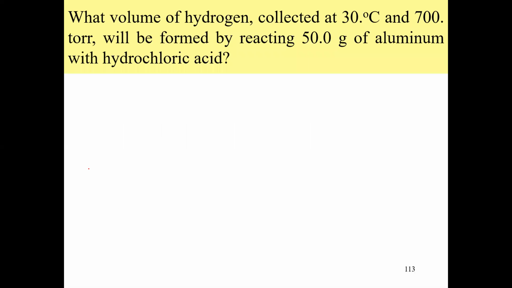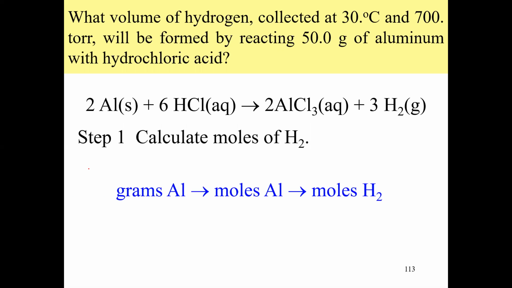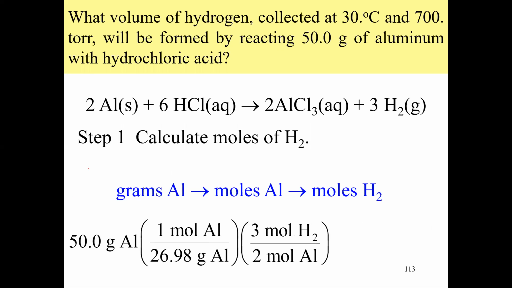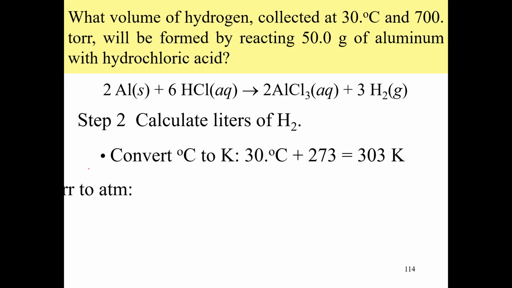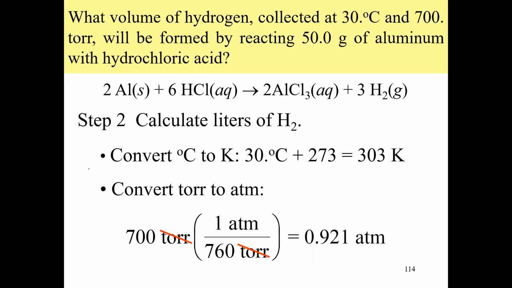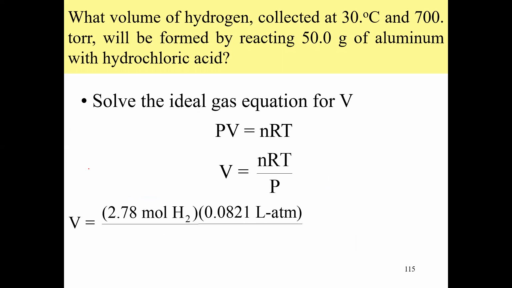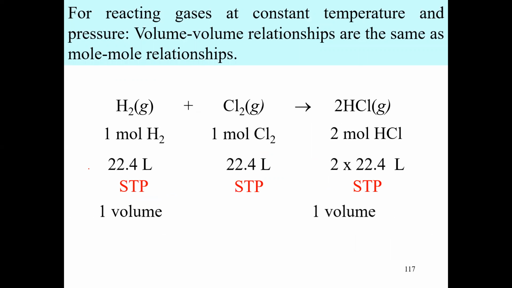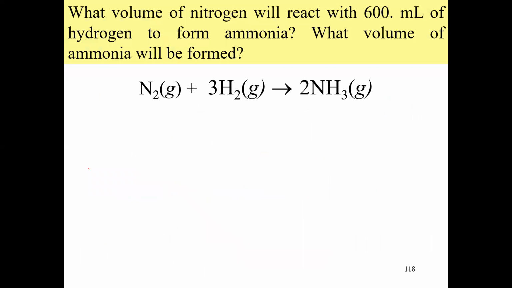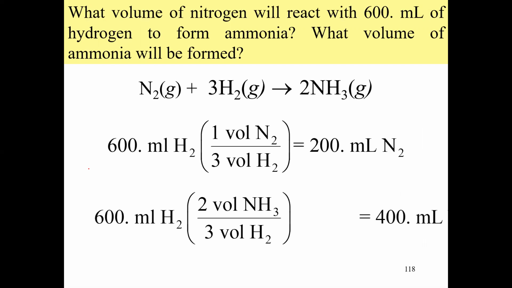What volume of hydrogen collected at 30 degrees Celsius and 702 torr will be formed by reacting 50 grams of aluminum with HCl? Well, you set up the balanced equation first. You then go through that, putting the values in there. You get the number of moles of hydrogen, then calculate the number of liters with the number of moles. Plug the values in, and that's essentially a multi-step problem. And then volume calculations go in there too. What volume of nitrogen will react with 600 milliliters of hydrogen to form ammonia? What volume of ammonia will be formed? There, you go through those as well.